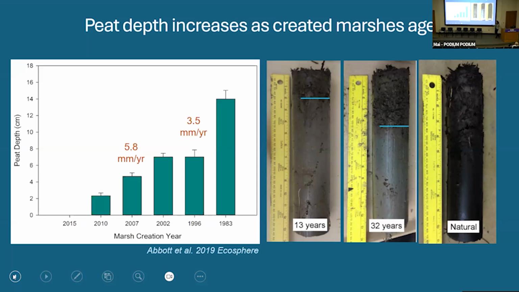I can also turn your attention to this peat depth. And so we can see that over time, the depth of the peat increases, but that it's not completely related to marsh age. So the rate of peat accumulation, which approximates carbon accumulation, is also related to other factors than marsh age, so environmental conditions.